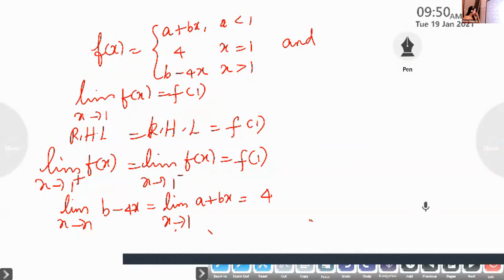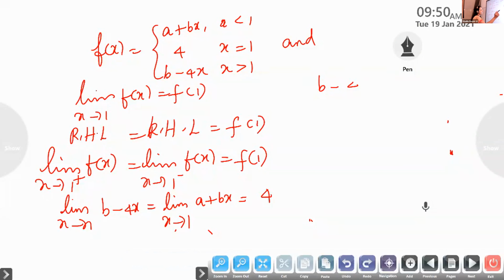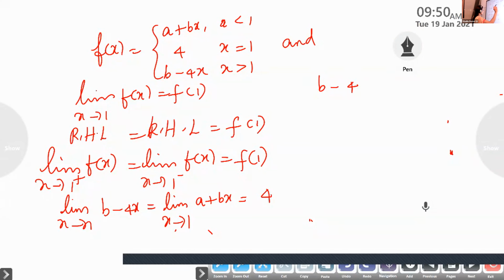So equate it. When you put x as 1, you will get b minus 4. B minus 4 is equal to, and when you put x is 1, from here equate it and find the values of a and b.